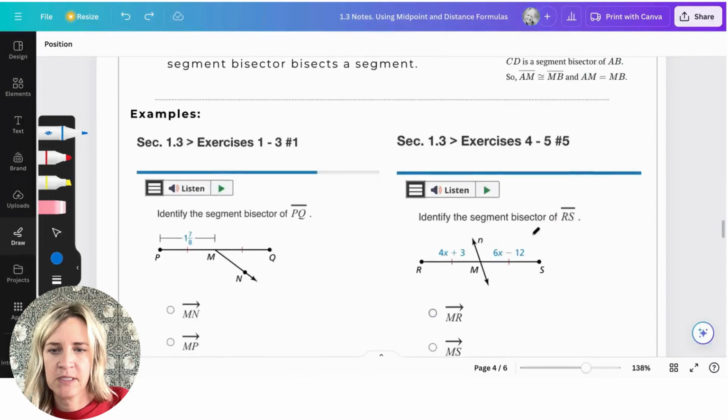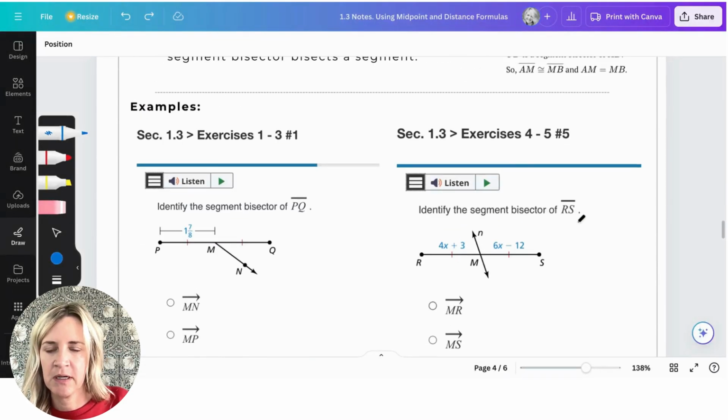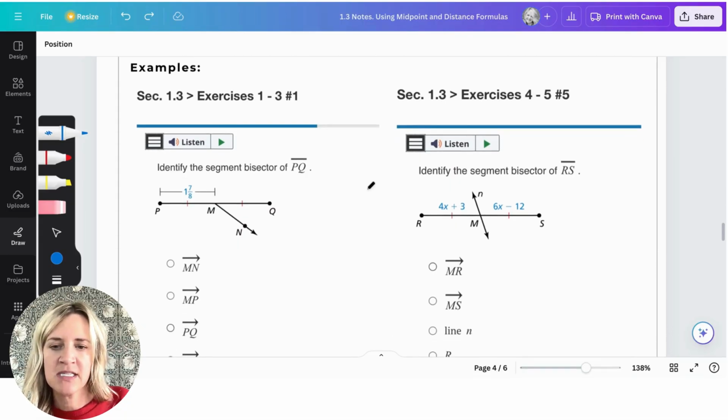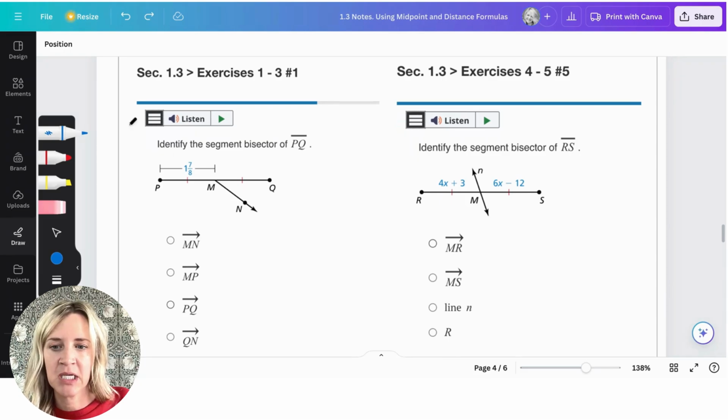Going to do some problems here. First example, section 1.3, exercise number 1, identify the segment bisector of segment PQ. We have segment PQ here. The segment bisector is what cuts it in half. Notice it is cut in half right here. What is cutting it in half? It's a ray, starts at M and goes through N. So it is ray MN.